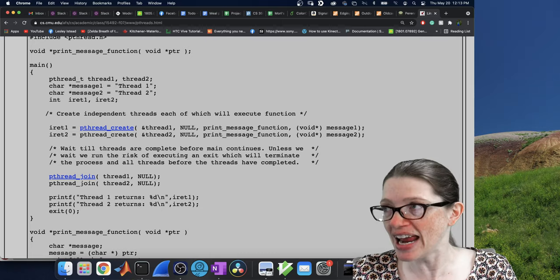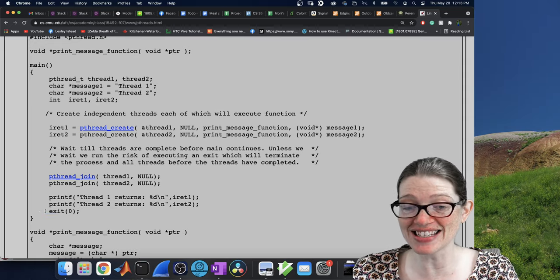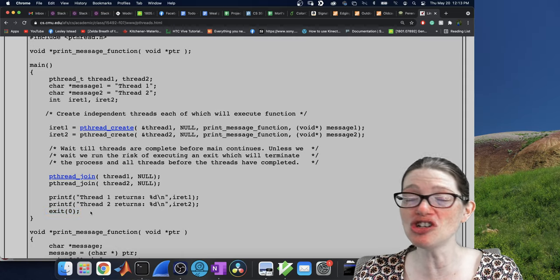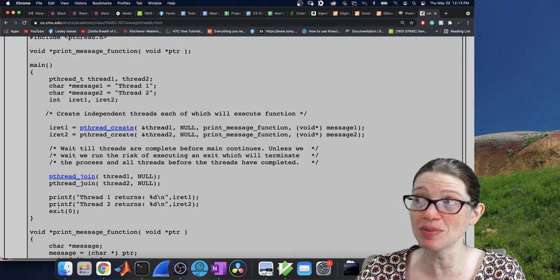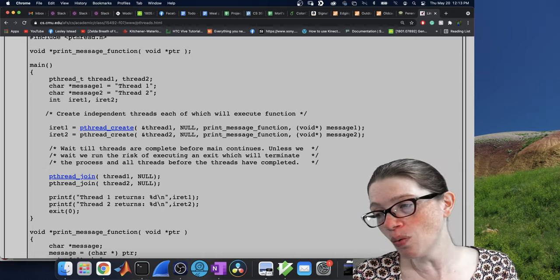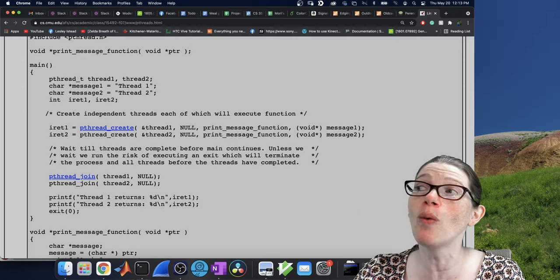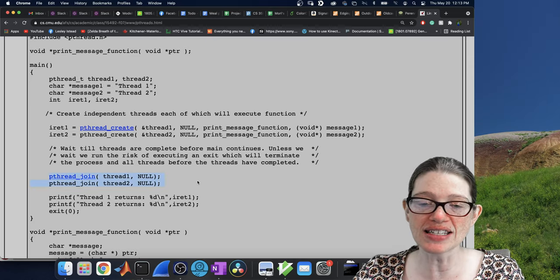if it terminates because it is the primary thread, like the main thread, and it calls exit 0, if we don't wait for the other two threads to finish, then this program will terminate and it will kill those other two threads before they have possibly even had an opportunity to run. So what we want to do is force this thread to wait for the other two threads to finish. And that is what pthreadjoin does.